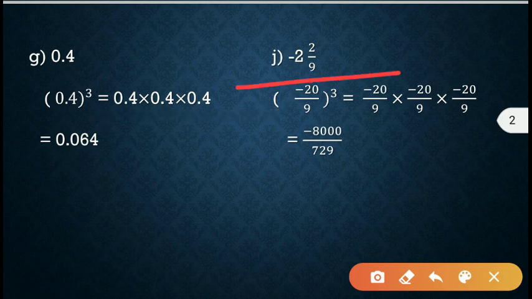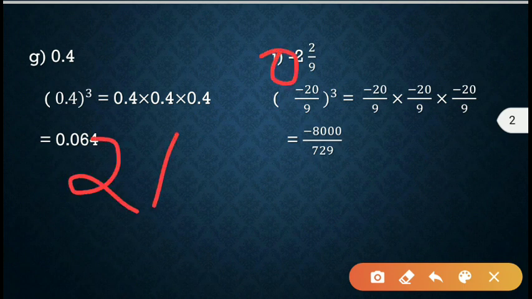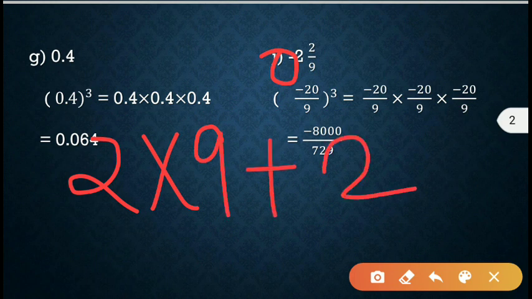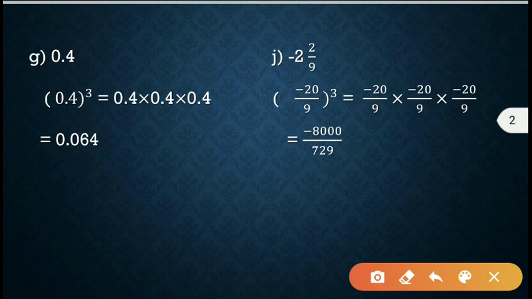Now this minus 2 whole 2 by 9. First of all, this is in the mixed fraction, so convert it into a simple fraction. Multiply it: 2 into 9 gives 18. Don't multiply by the minus sign. Multiply 2 into 9 and just add 2. This will give you 20 and the minus sign will be as it is. So minus 20, and in the denominator it is 9.